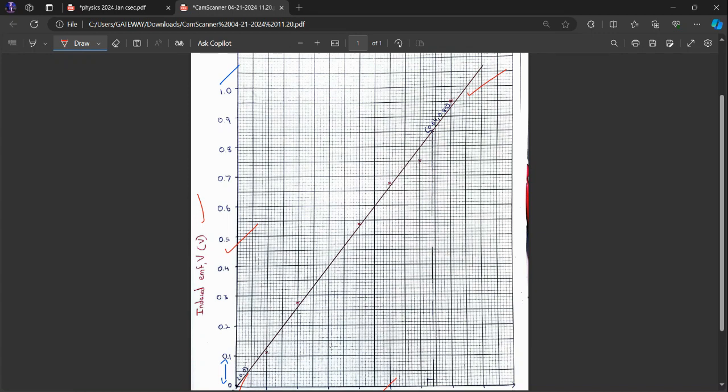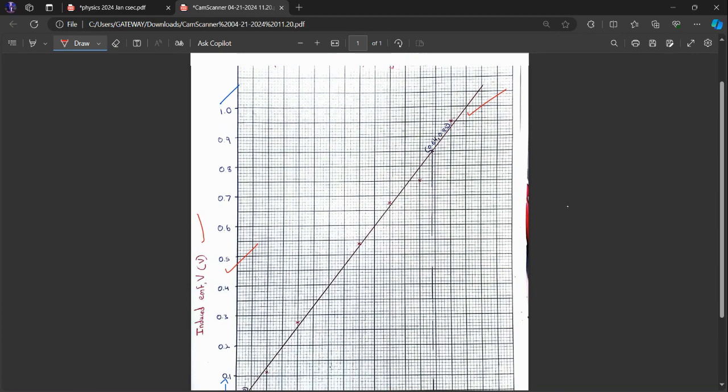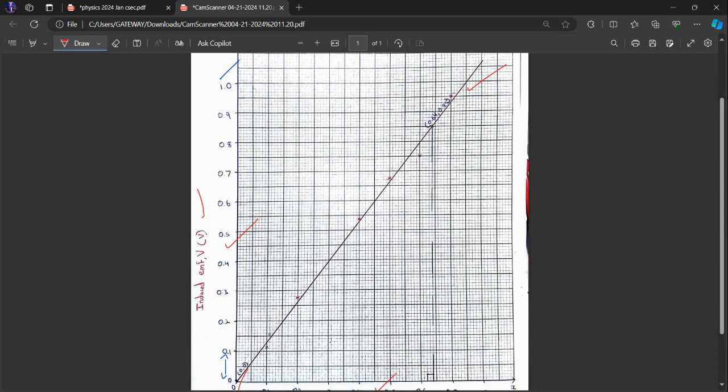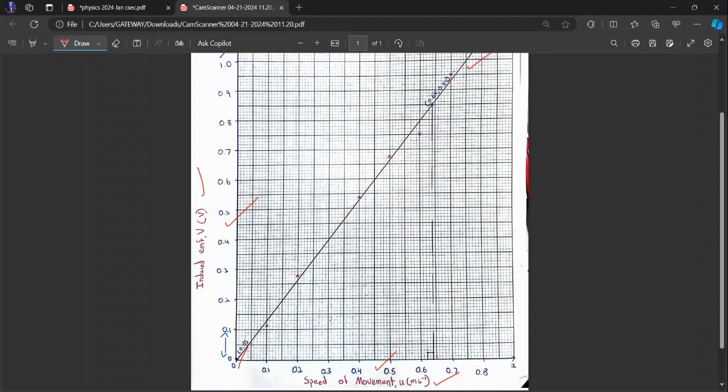It didn't need to literally pass through the data points, but the points just kind of scattered a little bit, so it went in between them, in other words, evenly. Right? So you get marks for that. You get marks for correctly plotting your points.